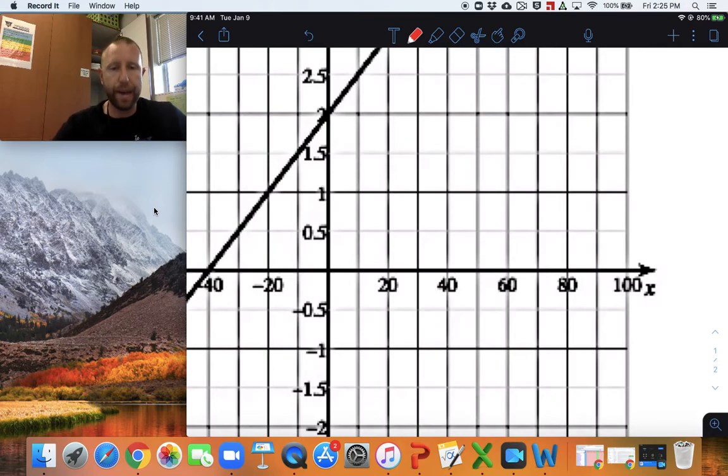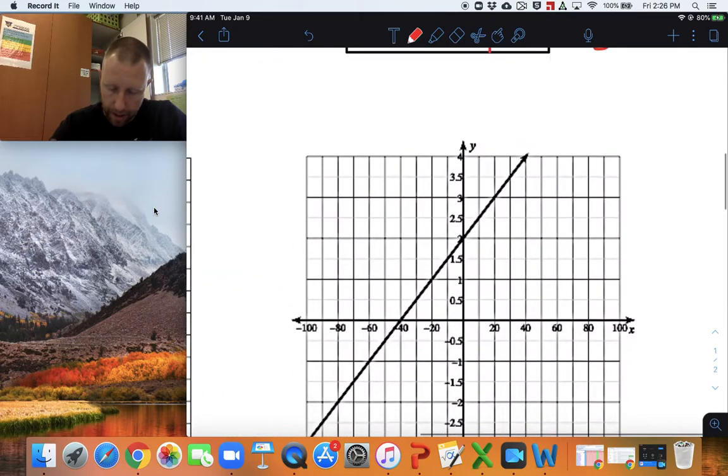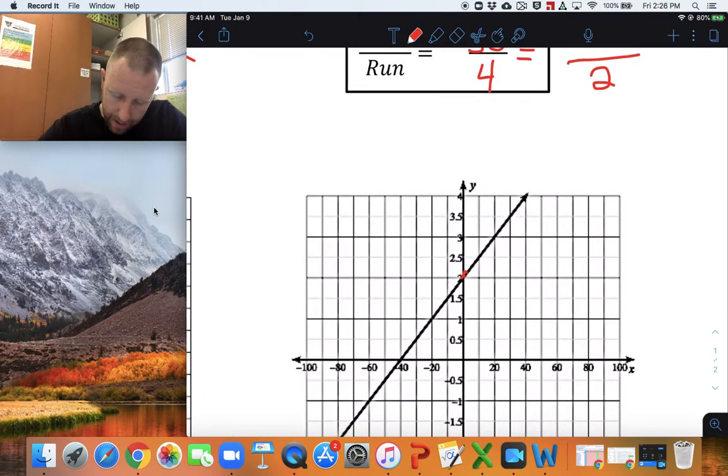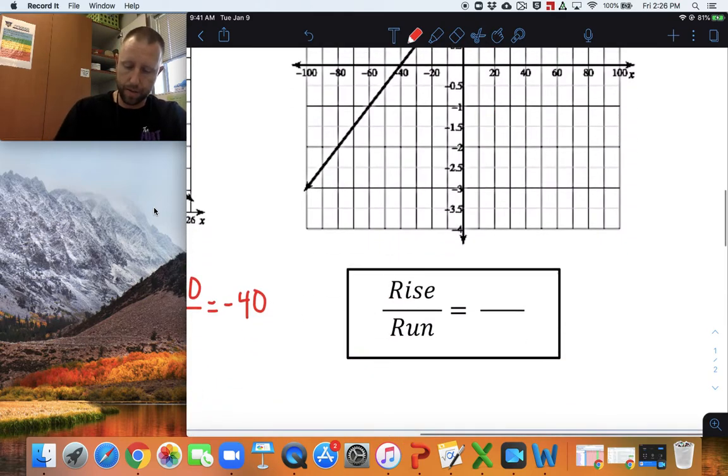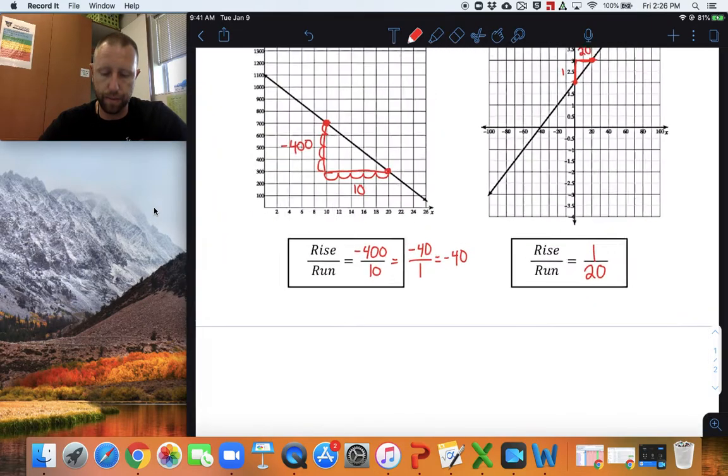Okay, so I need to pick my 2 points. For this one, let's go ahead and pick this point, and let's say this point. Okay, my rise, even though I'm going up 2 lines, because they're counting by halves, I only went up 1. And then my run is 2 lines, but again, they're counting by 10s. So it's 20. Rise is 1. Run is 20. And that can't be simplified. It's already simplified as much as it can be.